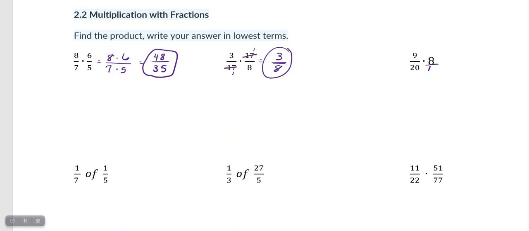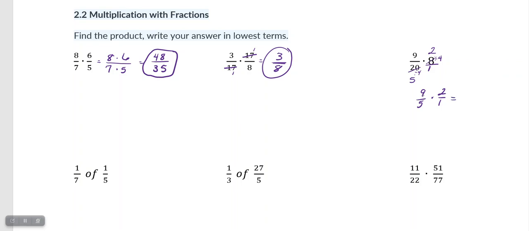So I'm going to look at what will go into 8 and what will go into 20. They're both even, so I know 2 goes. But I also know that 4 goes into 8, so I'm dividing 8 by 4, and 4 goes into 20, so I'm going to divide 20 by 4. 8 divided by 4 is 2. 20 divided by 4 is 5. And so that's reduced my fraction already. So I have 9 over 5 times 2 over 1. And I always double check, is there anything here that will reduce? In this case, no.